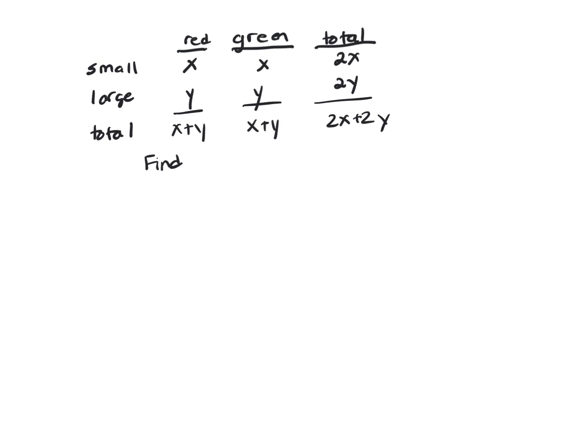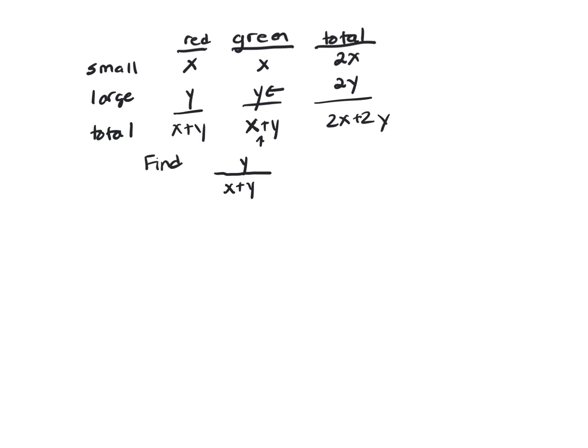Now we're trying to find what fraction of the total number of green toys is large. Total number of green is this X plus Y here. Total green is X plus Y. And we're trying to figure out what fraction of the total number of green toys is large. And how many large green toys do I have? I've got Y of them. So what I'm trying to find is Y over X plus Y.